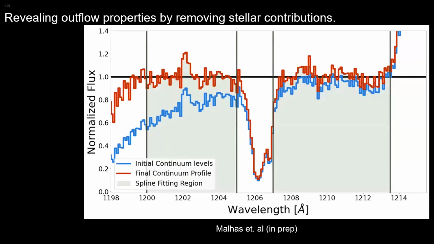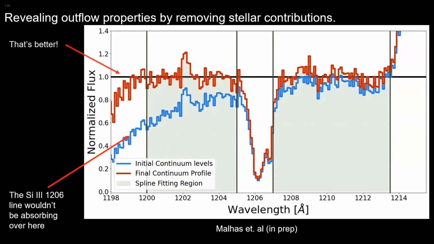First, we apply a Starburst 99 fitting model to the spectra, but that doesn't get us quite all the way because, for instance, we know that the silicon 3 1206 line wouldn't be absorbing photons way out to these velocities and wavelengths. So we do a little bit more spline fitting, and I wrote extensive code to spline fit the spectra in order to give us these much more nicely constrained continuum levels.